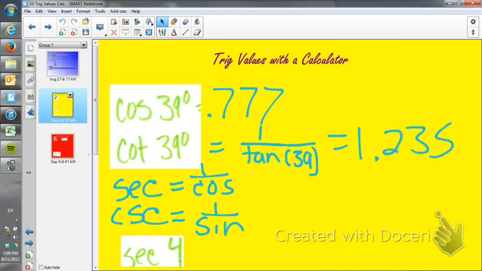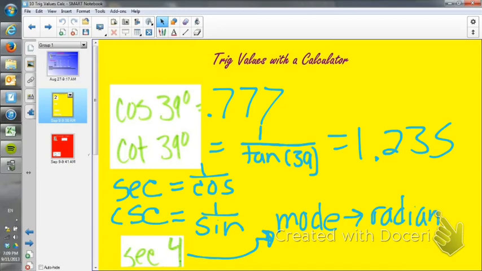Alright, our next one, there's just a small little difference. This time it tells me to find the secant of 4. But if you guys notice, that's not 4 degrees. That's actually 4 radians. So in order to change this one in my calculator, I need to make sure I change my mode. My mode needs to be set to radians. And other than that, I'm going to do the exact same thing.